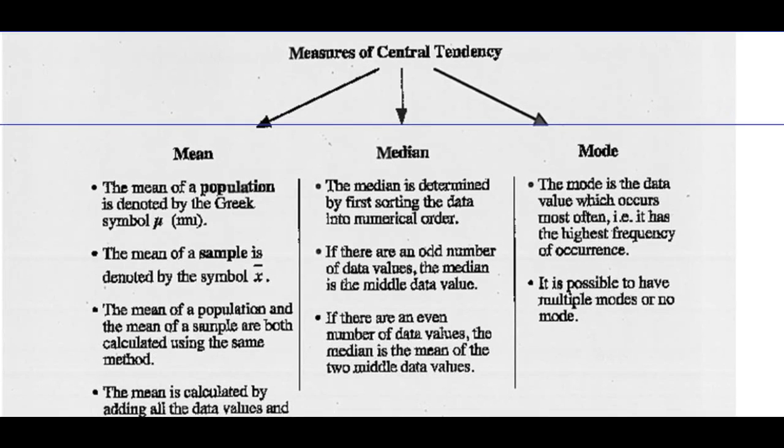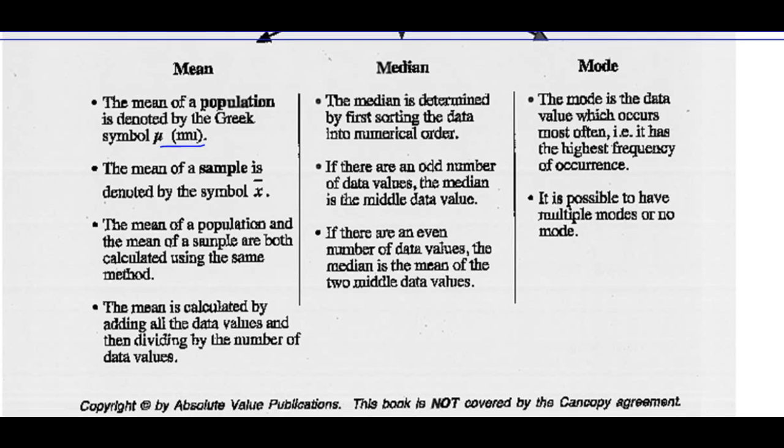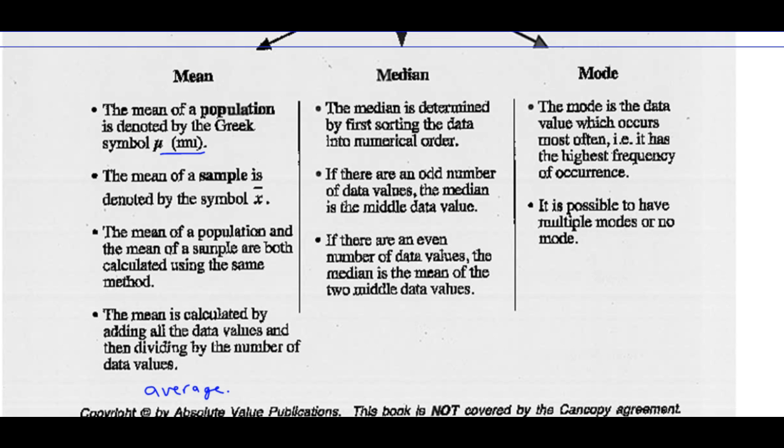The mean of a population is denoted by the Greek symbol mu. The mean of a sample is denoted by the symbol x with a bar over top of it. The mean of a population and the mean of a sample are both calculated using the exact same method. Mean is calculated by adding all the data values and then dividing by the number of data values. So this is usually what we call our average, and when you talk about class average, they usually talk about the mean or your average value. So you add up all your data values and divide by the number of pieces of data.